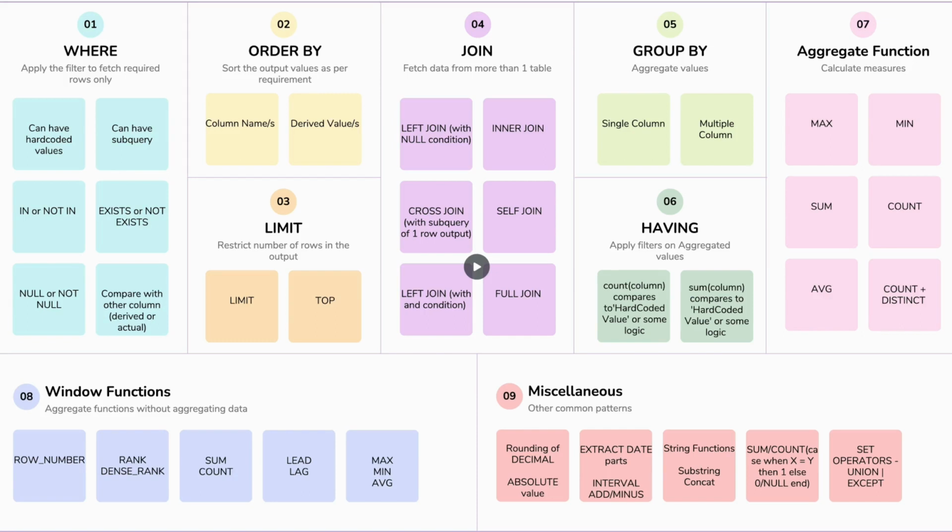In today's video, I'm planning to cover the remaining SQL patterns, namely join, group by, having, aggregate functions, window functions, and some other common patterns tagged to the miscellaneous category. So without wasting any time, let's move to pattern number 4, which is join.